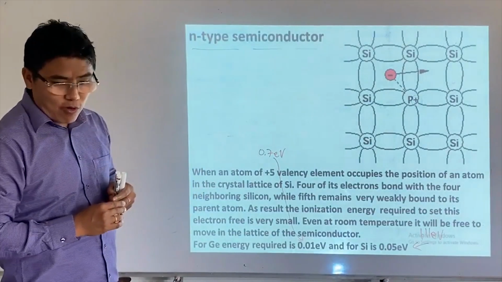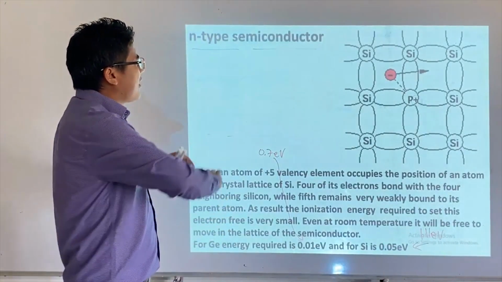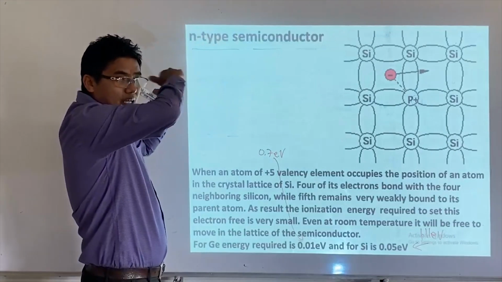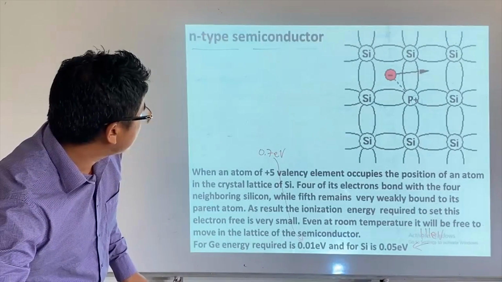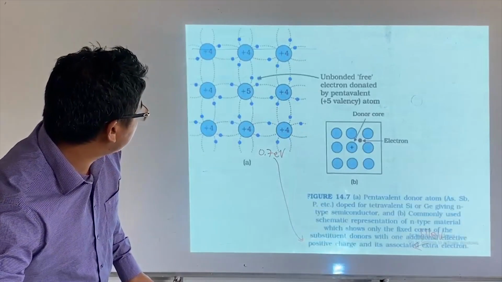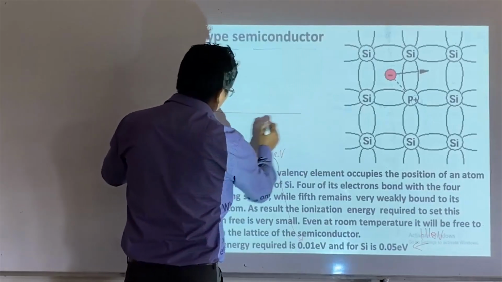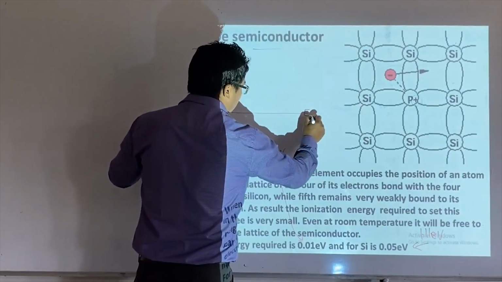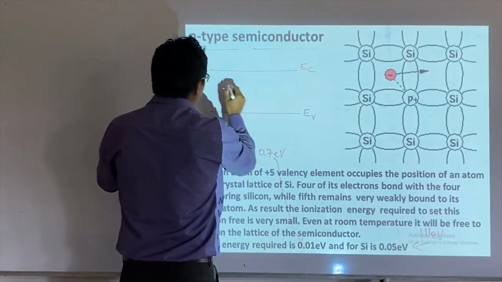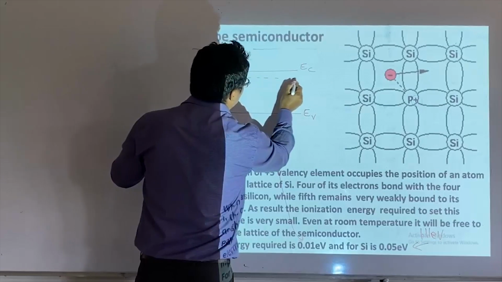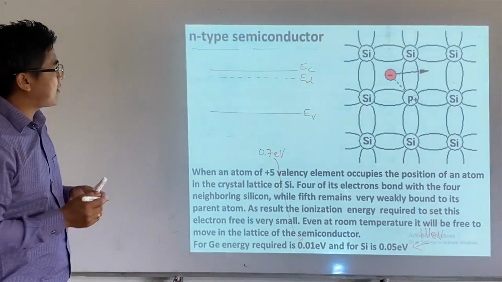This is what we call the donor energy level. This sets a new energy level, and that is what we call the donor energy level. I will explain that now. So this is what we have at 0 Kelvin. This is the valence energy band. This is the conduction energy band. Now I say this is the donor energy level.